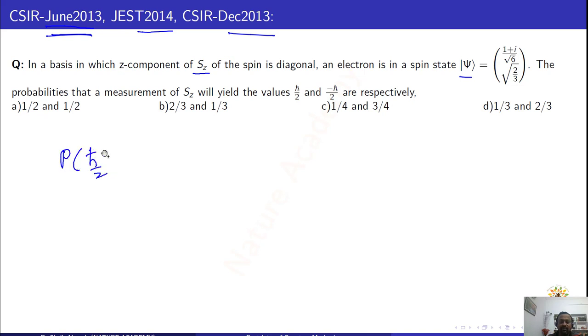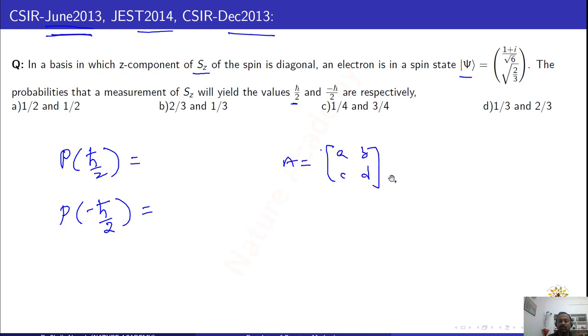This is an eigenvalue of Sz, and he is also asking what is the probability of obtaining the other eigenvalue, minus h bar by 2. How will you get your eigenvalues? If we have a matrix, for example A, B, C, D, a 2 by 2 matrix, how do you obtain its eigenvalues? First you write the characteristic matrix and equate its determinant to 0. From this you will get two eigenvalues, lambda 1 and lambda 2.